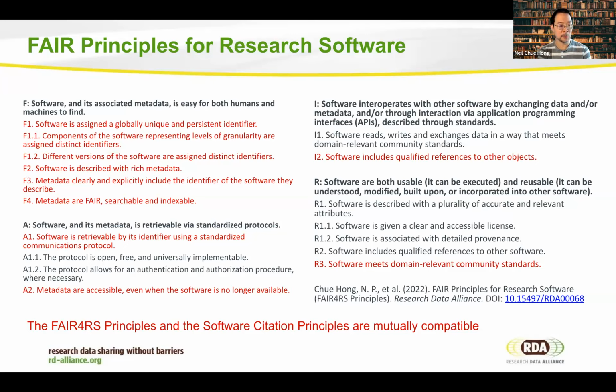in slightly orthogonal ways. So you can see all of the principles here that I've highlighted in red are things that meet the criteria of the 7 principles from the Software Citation Principles. So the real key here is things like R3, software meets domain relevant community standards. It's about understanding how to implement software citation, the FAIR Principles for Research Software, in a way that is easy to use in a particular community.